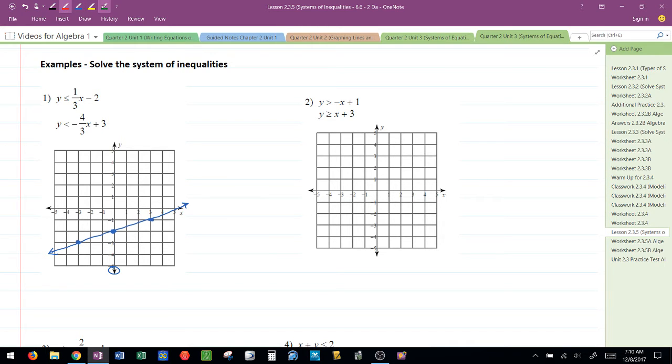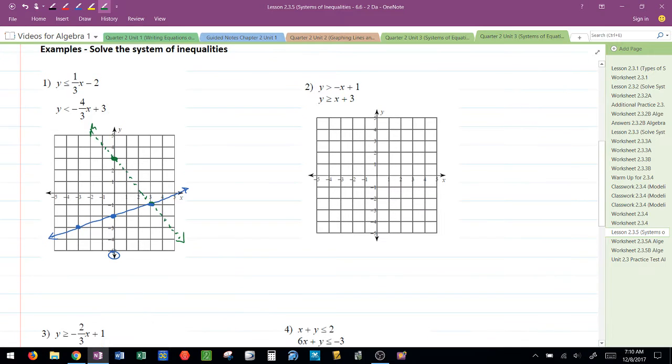Now I'm going to go to green. And I have y is less than -4/3 x plus 3. That tells me a y-intercept here at 3. The slope says to go down 4 and 3 to the right. And now this line is going to be a dashed line. It's a dashed line because the inequality does not say equals. All right? And I know for this one, I also have the y's being little.